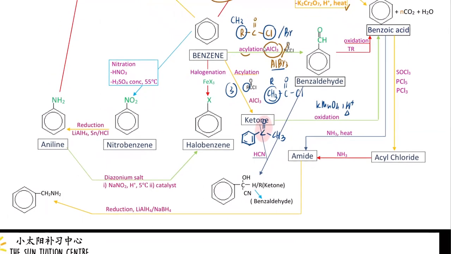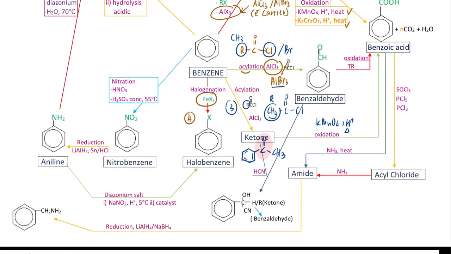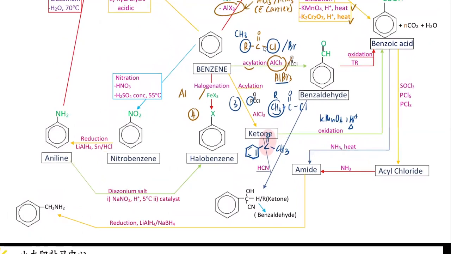And then halogenation. Simple halogenation as usual. You are substituting a halogen group into benzene to form halobenzene. This reaction also needs an electron carrier. You can use FeCl3 or AlCl3, or AlX3 or FeX3 depending on your halogen. You can use either Fe or Al, no problem. Then you form halobenzene.